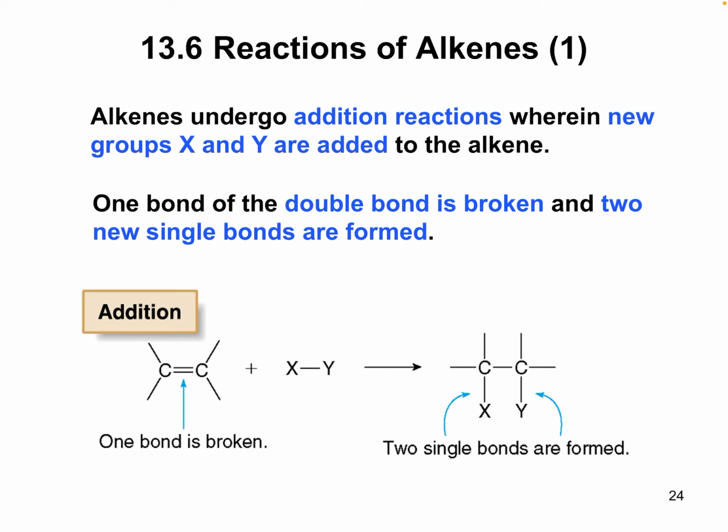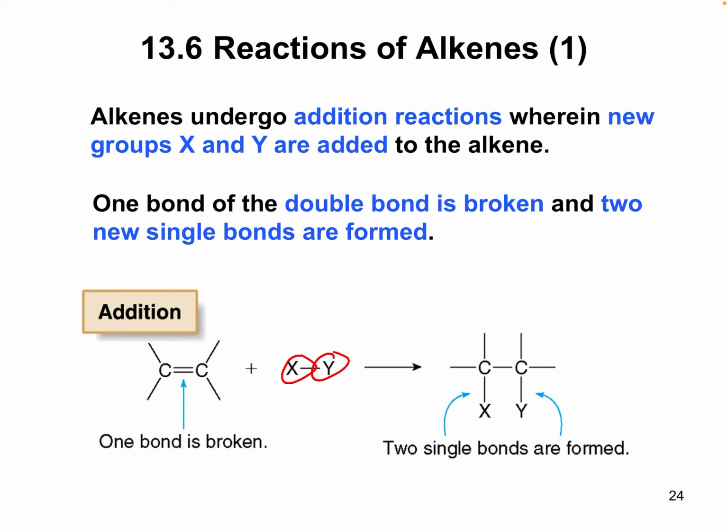So let's continue our discussion of Chapter 13 in Section 13.6. Now we're going to talk about some reactions of carbon-carbon double bonds, the reactions of the alkene functional group. In general, reactions of alkenes are addition reactions. What that means is we are adding two atoms to replace the carbon-carbon double bond. So we break one of those two bonds and replace it with a single bond to two different atoms.